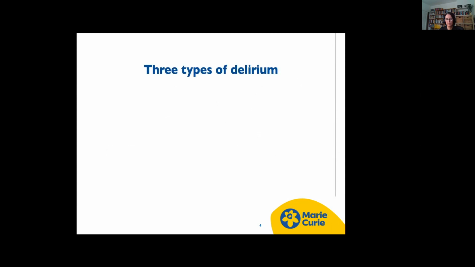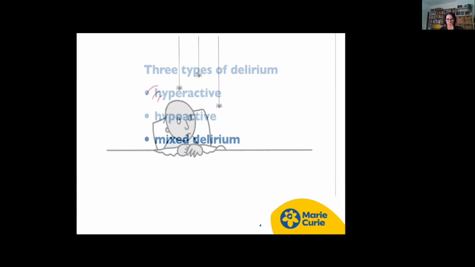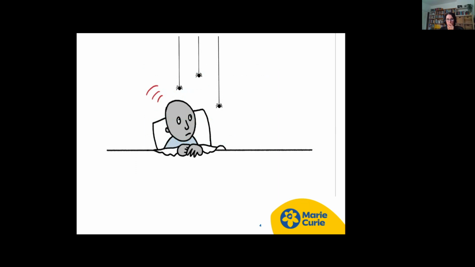There are 3 types of delirium: hyperactive, hypoactive, and mixed delirium. Hyperactive delirium is when the person is restless and agitated. Hypoactive delirium is when the person seems withdrawn, slowed up, or drowsy. A person with mixed delirium has symptoms which fluctuate between hyperactive and hypoactive delirium.